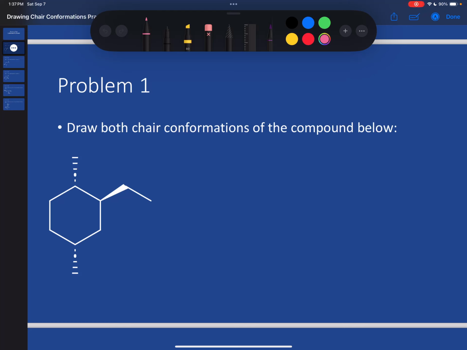Hi everybody, so I just wanted to go through some videos of how to draw chair conformations. So with that, I'm going to go ahead and draw the chairs.